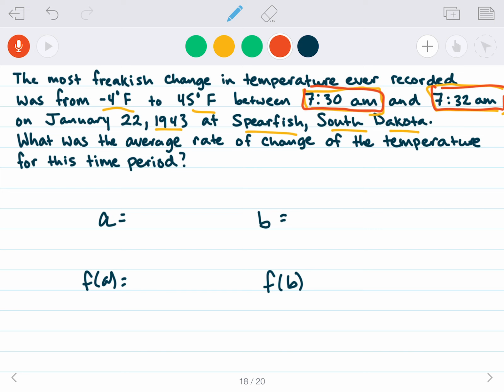That makes sense. So, again, we don't want to say that our initial value is 7:30. We want to say that it's at minute 0. And then our final value is at minute 2. Okay? Because 2 minutes pass by from 30 to 32. What about f of A? So what's the temperature at time 0? Well, it goes from -4 degrees Fahrenheit to 45 degrees at 7:32.